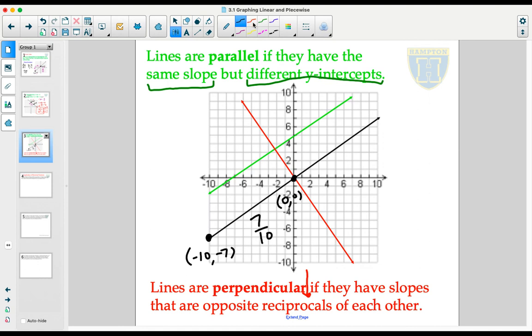A very similar calculation for the green line, starting here at (-10, -2), comparing that to its y-intercept of (0, 5), I could count that slope triangle and see that my slope is the same.